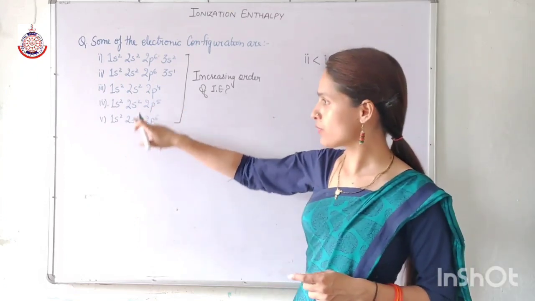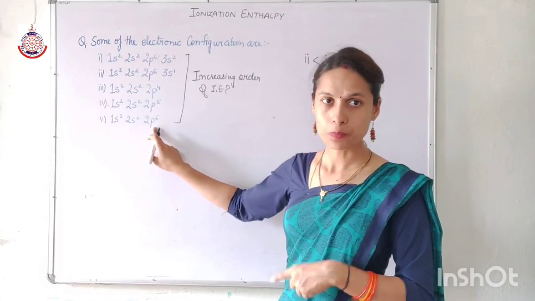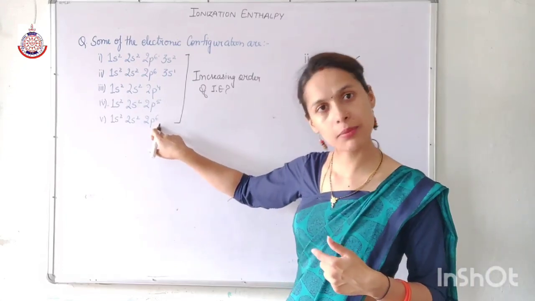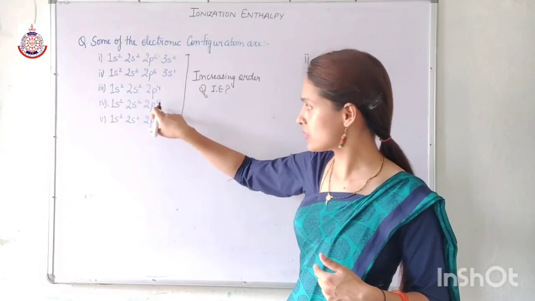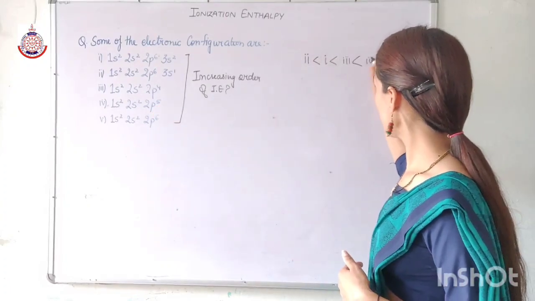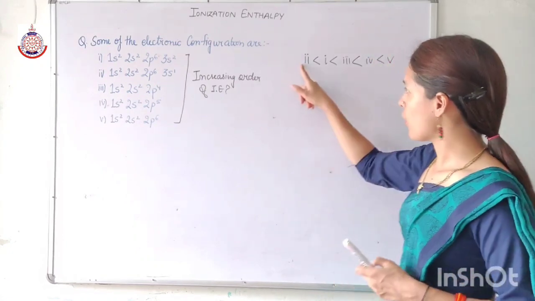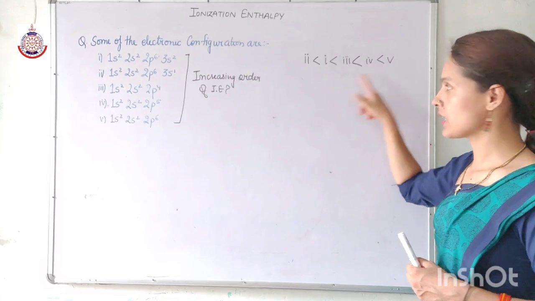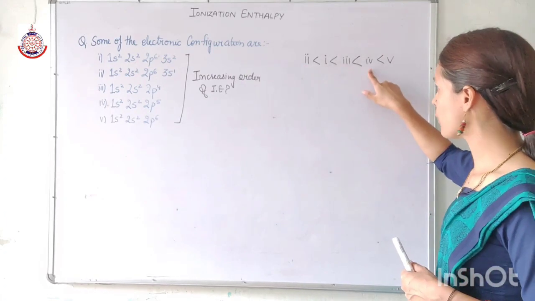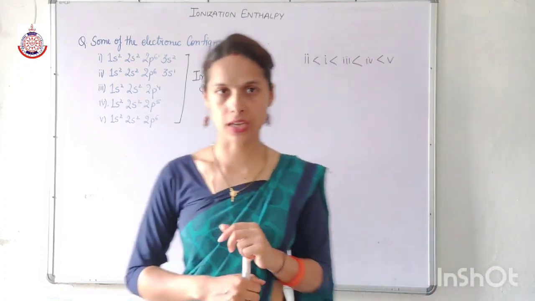Now out of 4 and 5, the fifth one is a stable configuration. So it becomes difficult for us to remove the electron from the stable configuration and easy to remove the electron from the other configuration. So next is 4 and the next one is 5th. So the order of ionization enthalpy is: second the least, then first, then third, then fourth, and the fifth one has the greatest ionization enthalpy.